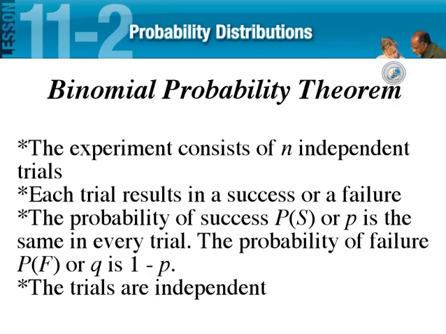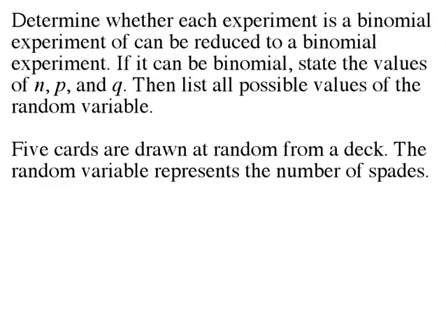So let's go ahead and look at this. We're going to determine whether each experiment is a binomial experiment or it can be reduced to a binomial experiment. If it can be binomial, state the values of n, p, and q, then list all possible values of the random variable. So 5 cards are drawn at random from a deck. The random variable represents the number of spades.